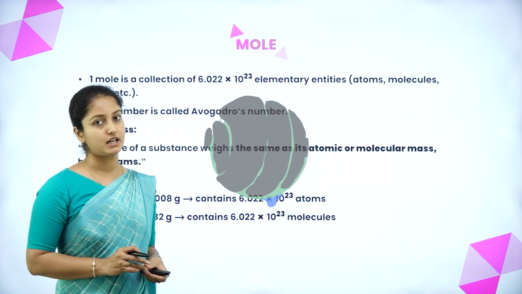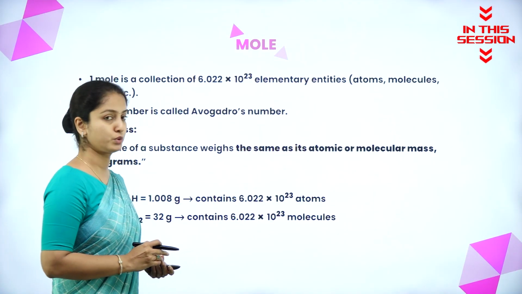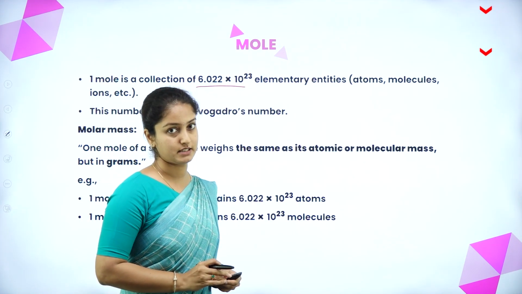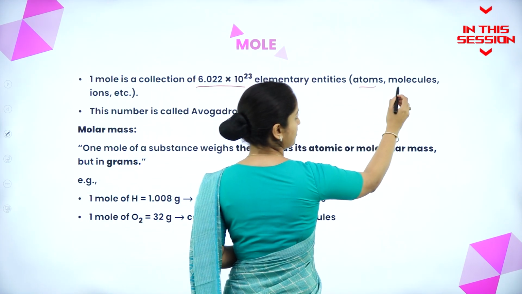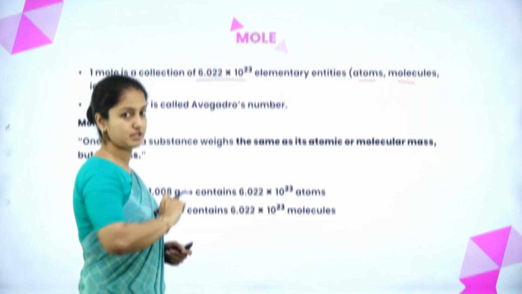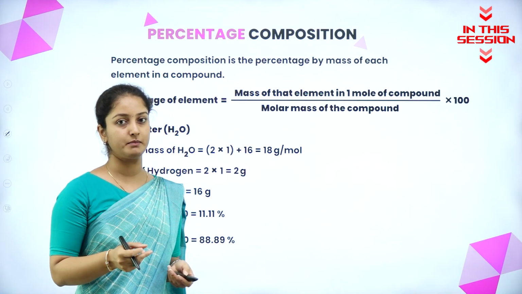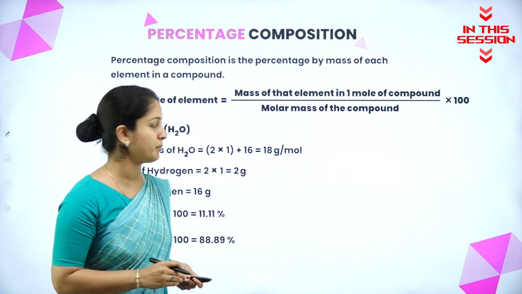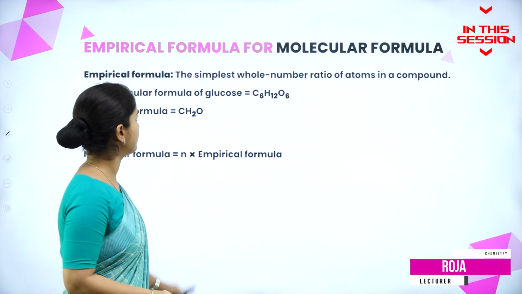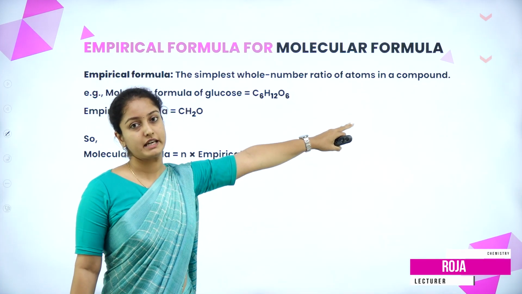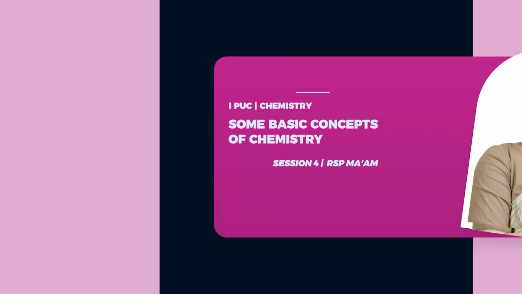A mole is a collection of 6.022 × 10^23 elementary entities. It can be atoms, molecules or ions. Percentage composition is the percentage by mass of each element present in a given compound. What is empirical formula? It is the simplest whole number ratio of atoms in a compound.